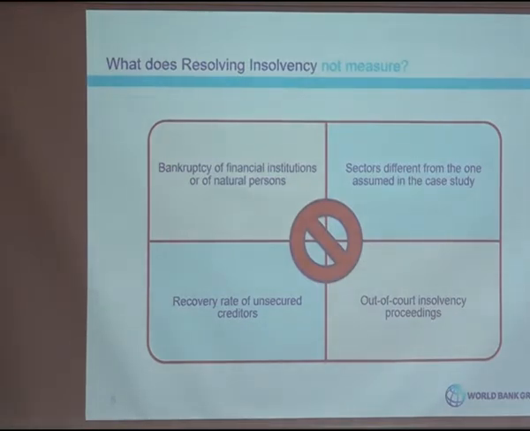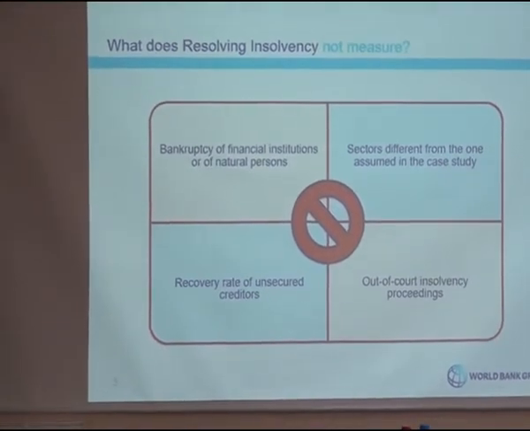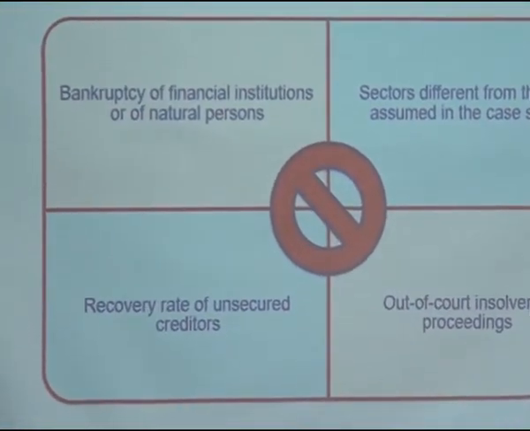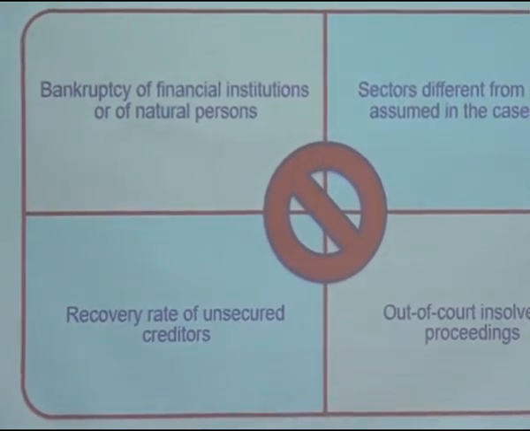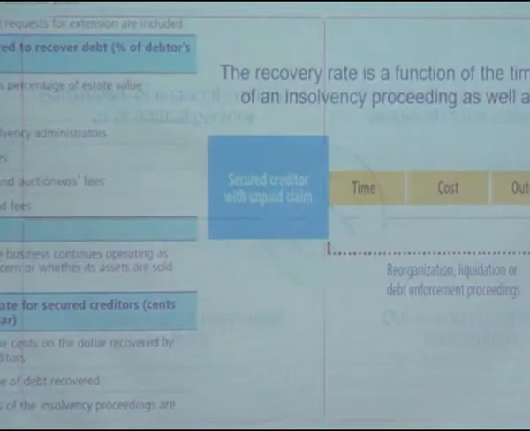The resolving insolvency indicator does not measure the bankruptcy of financial institutions or of natural persons. Again, there is a specific set of case study assumptions that we look at and that I'm going to go through in a little bit. It also does not measure any sector that is different from this case study. It does not measure the recovery rate of unsecured creditors, so we only focus on the recovery rate of secured creditors. And we do not look at what could happen outside court. We know there is sometimes the possibility of restructuring or enforcement outside of court. We don't look into that, even though this is what normally would happen in an economy. We only look at what happens within the court.